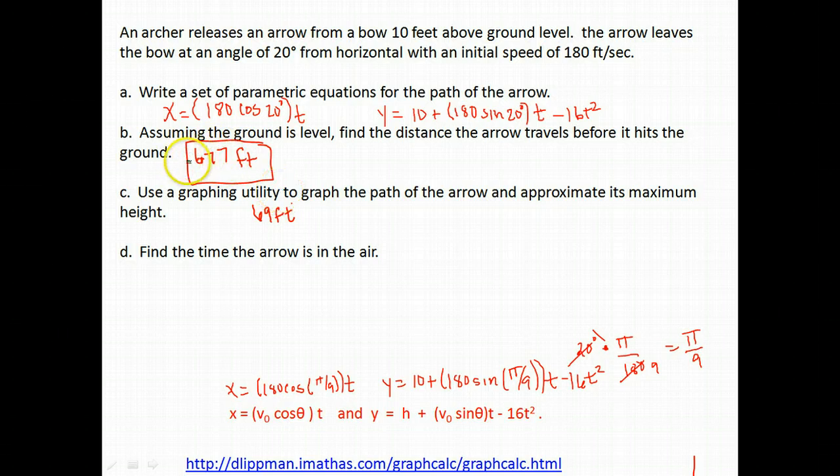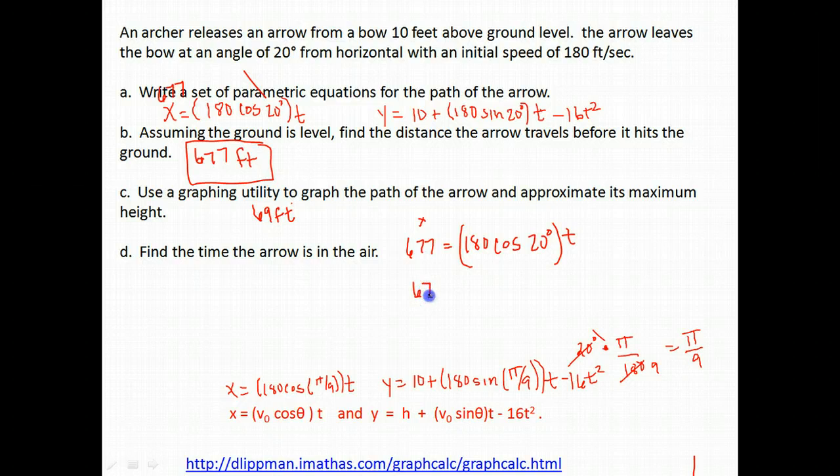Well, we knew it hit the ground at 677 feet, or when x was 677 feet. So what we do here is we take our 677 feet, that's our x, and set it equal to 180 cosine 20 degrees, or pi over 9 if you prefer, times t. This was our x value, so we want to know what was t, how much time had passed when x, our horizontal distance, was 677. So you just go ahead and take your calculator and do cosine of 20 degrees and then multiply by 180.